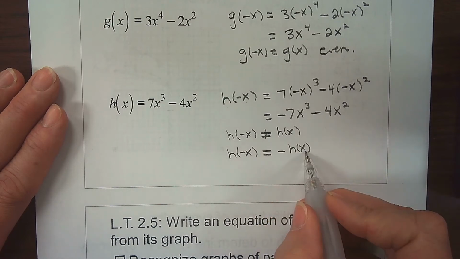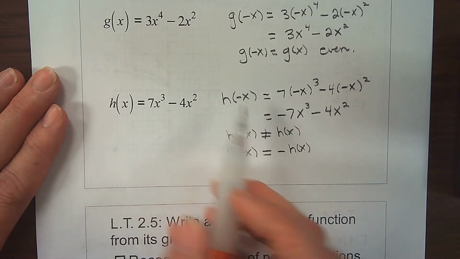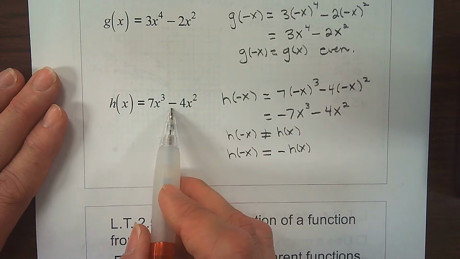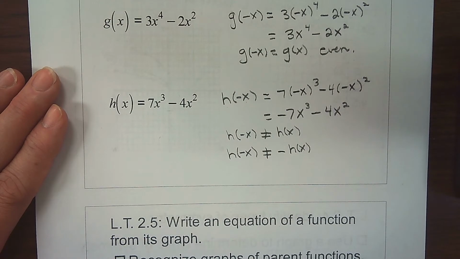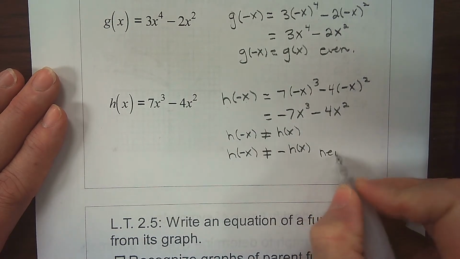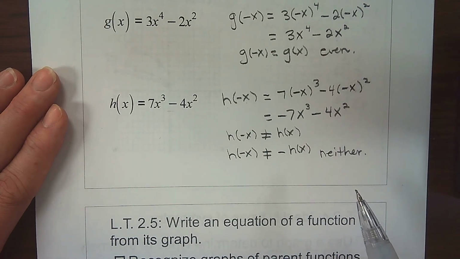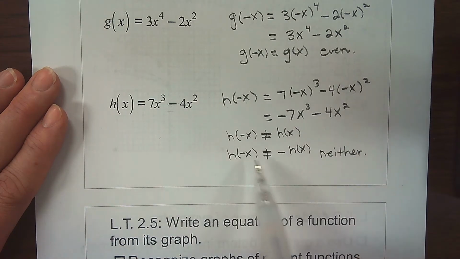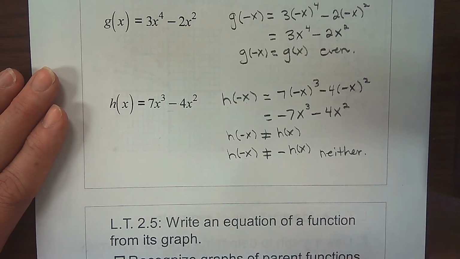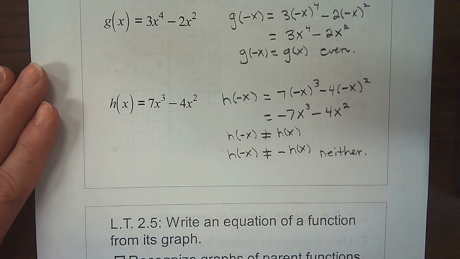Well, the opposite of h of x means that every single term here should be the opposite. So I do have the -7x cubed, but I don't have a positive 4x squared. So this is also not equal. The answer to this one is neither. And while I didn't provide an example of one that was odd, just as I had mentioned, if I had ended up with the opposite sign here as well, I would have said these two were equal and that the function was odd. We're going to talk a little bit more about even and odd functions in class, just to kind of clarify a few things.